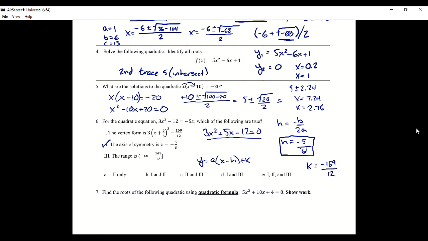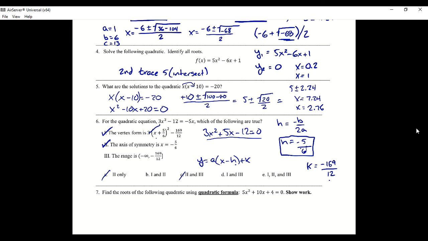So if we look at our vertex form here, our a value comes straight across as our 3, x minus h, so flip the sign, negative 5/6 becomes plus 5/6, that's good. Minus or plus k is a negative 169/12, this is negative 169/12, correct. So all we have left is our range from negative infinity to infinity. Now if we look down here, we can eliminate this answer, we can eliminate this answer, because we know 1's involved.